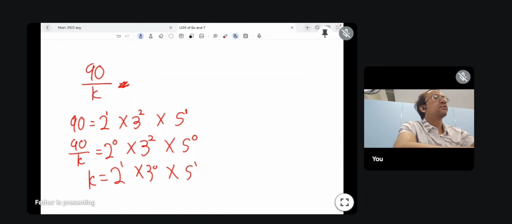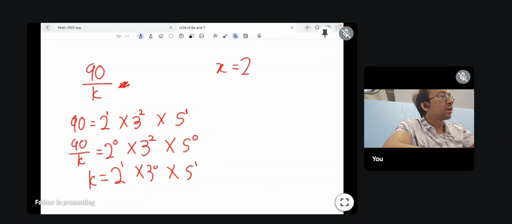Okay. What if I give you an X value? Let's say a particular number X equals 2 to the power of 3 times 5 to the power of 4 times 7 to the power of 2 times 11 to the power of 7.